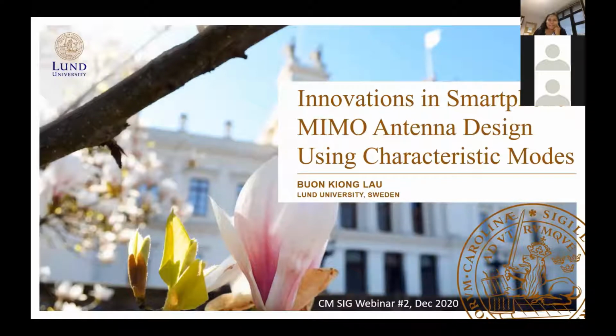So in this talk, I will mainly focus on the recent innovations we have made, but in order to give you the context, I also want to run through what we have been doing and how we really get the ideas, the innovations, based on characteristic modes analysis.